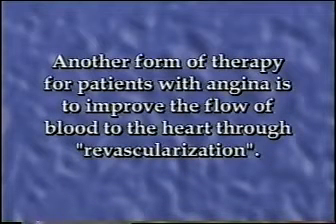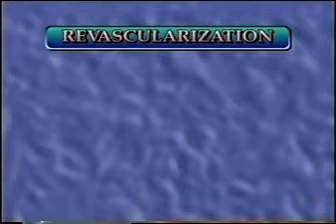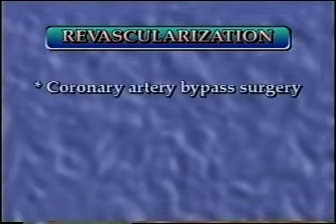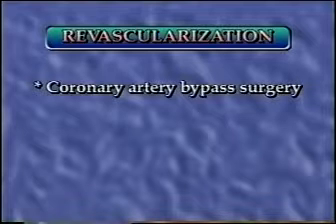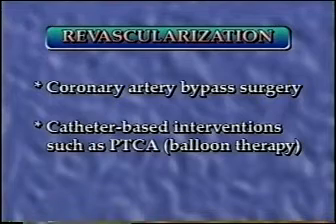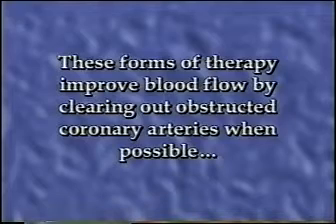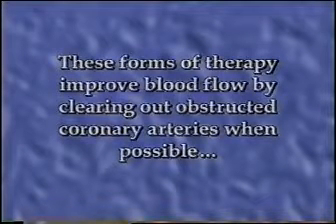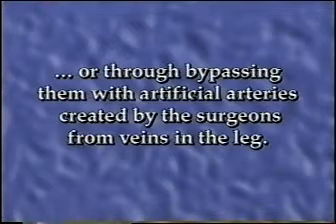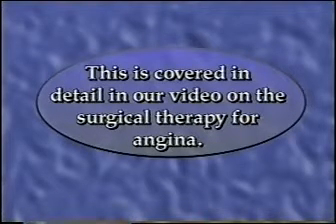Another form of therapy for patients with angina is to improve the flow of blood to the heart through revascularization. There are basically two forms of revascularization for the heart. One is coronary artery bypass surgery, and the other are catheter-based interventions such as PTCA or balloon therapy. These forms of therapy improve the blood flow by clearing out obstructed coronary arteries when possible, or through bypassing them with artificial arteries created by the surgeons from the veins in the leg. This is covered in detail in our video on the surgical therapy for angina.